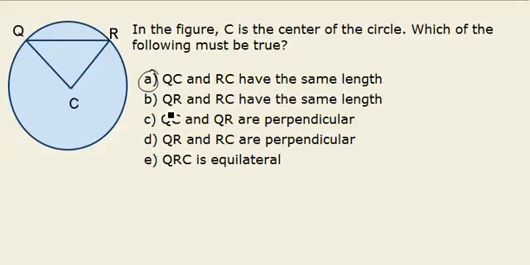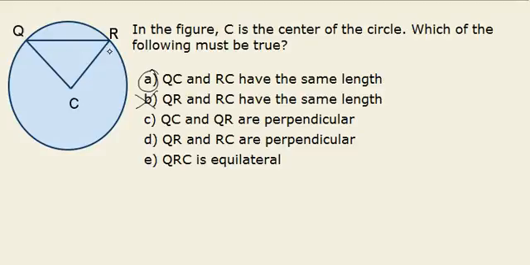The next one says QR and RC have the same length. So QR and RC. RC is a radius, however, QR is not. QR is actually a chord. A chord is a straight line joining 2 points on the circumference of a circle. So here are the points on the circumference, but it is not equal to the radius, so therefore B is false.